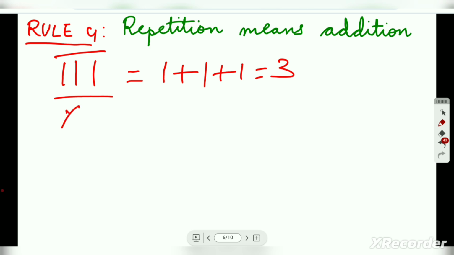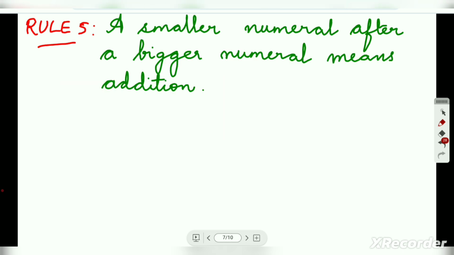Similarly, if I say XX, it is 10 plus 10 is 20. So whenever you see it is getting repeated, you simply have to add. Simple, right? Now let's proceed with the fifth rule. Fifth rule is a smaller numeral after a bigger numeral means addition. When a smaller numeral comes after a bigger numeral, we add its value. Let's take an example.